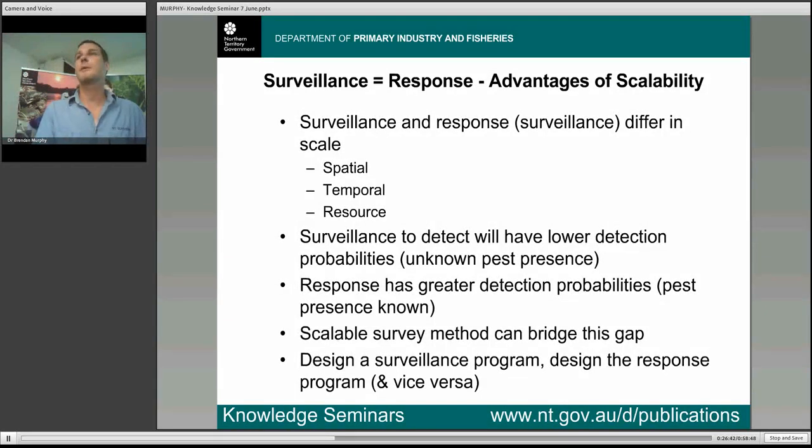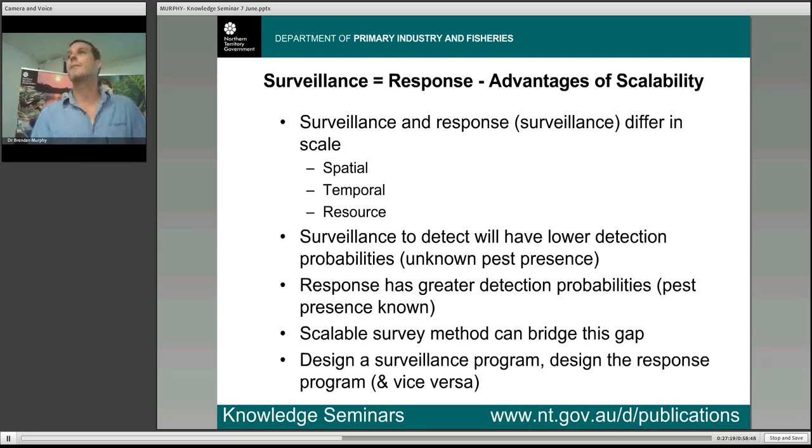Another key paradigm in biosecurity is that surveillance equals response. And this took a long time for me to get through to people, but once they grasped it, it has all sorts of implications for a biosecurity system. So the difference between surveillance and response is basically one of scale. With, for example, a surveillance program, we're not sure something's actually there. So we may have to survey over large areas at a very low detection probability. We will be surveying for long periods of time, years and years and years, and we have limited resources. So that's why we're going to operate at very, very low detection probabilities.